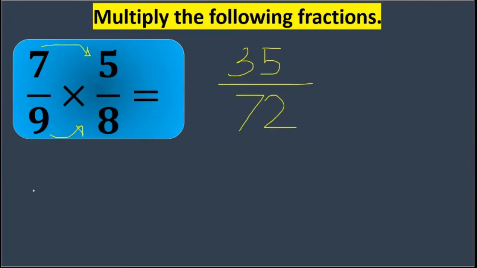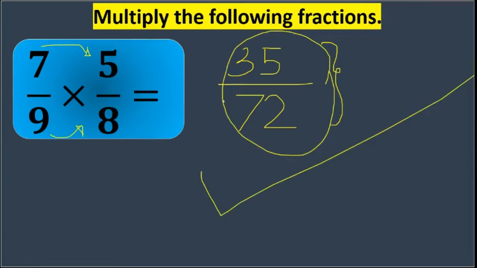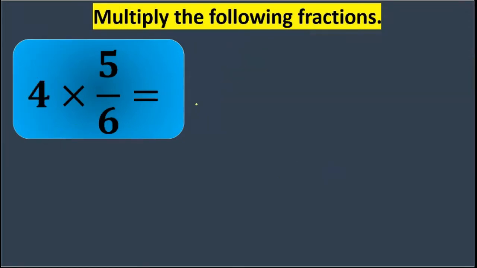Okay. So, is there still a lowest term? Yes or no? Do we have anything to divide 35 and 72 by? Is there? No. Okay, the answer is no. So, this is our final answer. That's it. 35 over 72. Next, let's have another example.